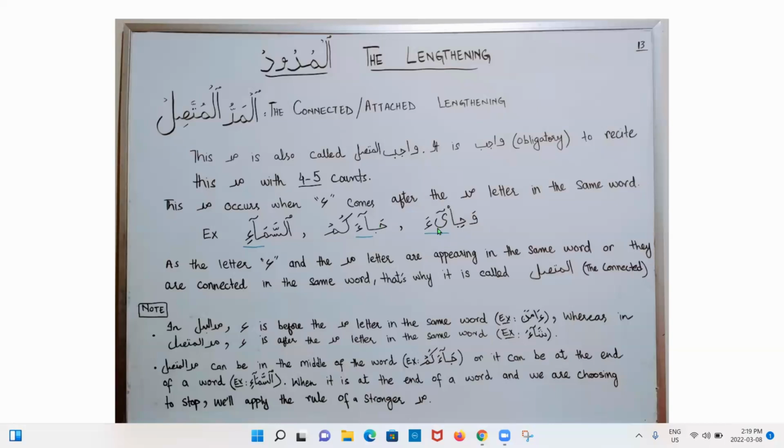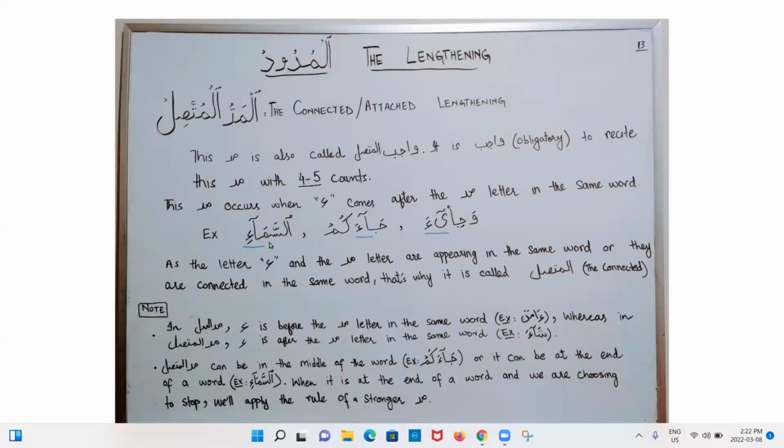So ya is in a mad condition, followed by letter Hamza within the same word. So here in this word, we have the conditions of Maddul Muttasil. By giving it 4 to 5 counts, we will recite it like this. Waji'a. In the next example, you can see Alif mad is followed by letter Hamza within the same word. We can see the conditions of Maddul Muttasil. By giving it 4 to 5 counts, we will recite this example like this. Ja'akum. In the next example, we can see Alif mad followed by letter Hamza within the same word. By giving it 4 to 5 counts, we will recite this mad as Maddul Muttasil like this.